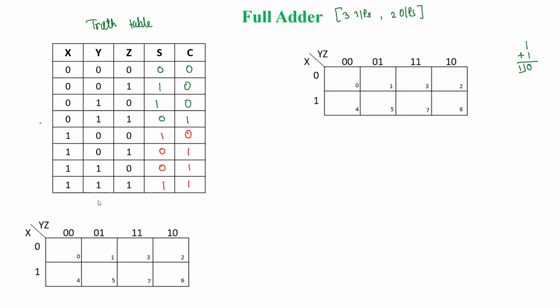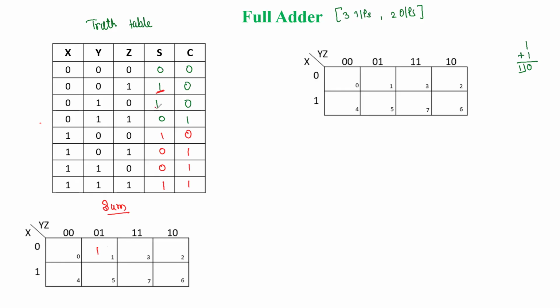Now this first one, we are taking for the sum. Here we have three inputs, so 2 to the power 3 is 8. So 8 square boxes are required in the K-map. Whenever we have sum as 1, for that we are going to write the min term. So here sum is 1. That combination is 0, 0, 1. So that min term is 1 here.